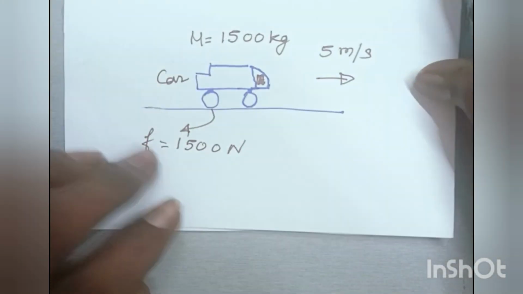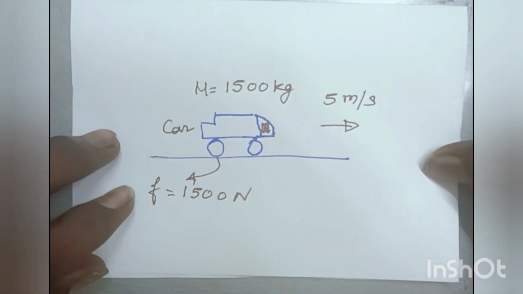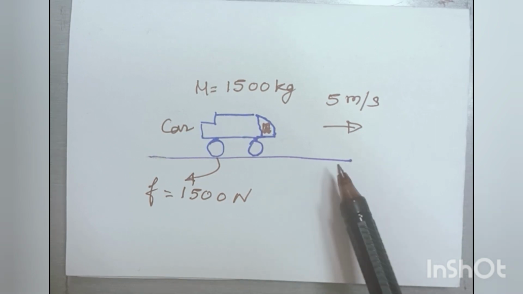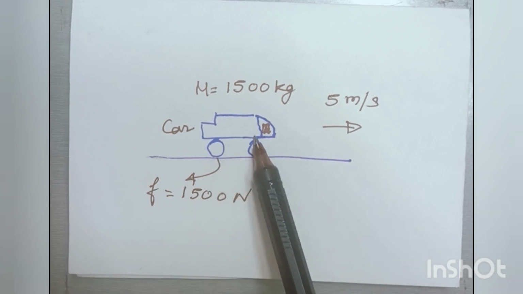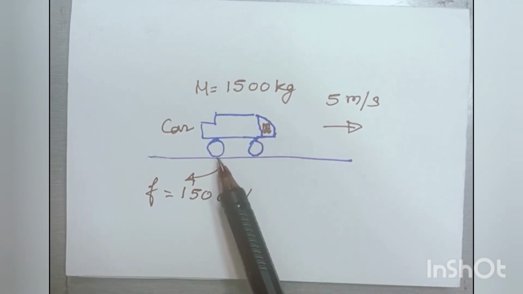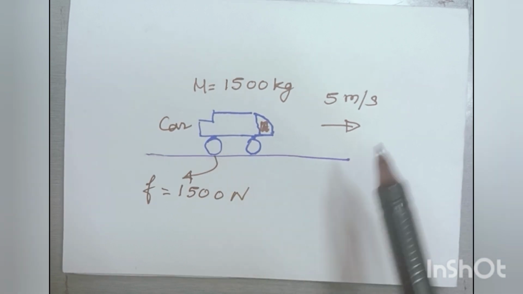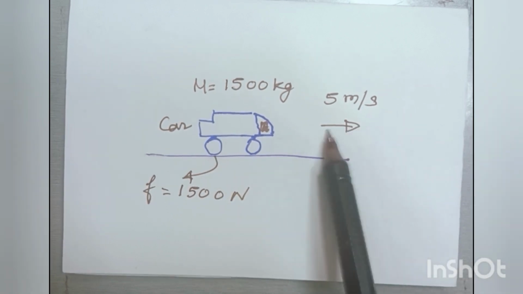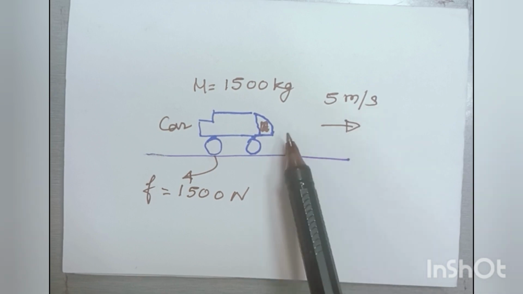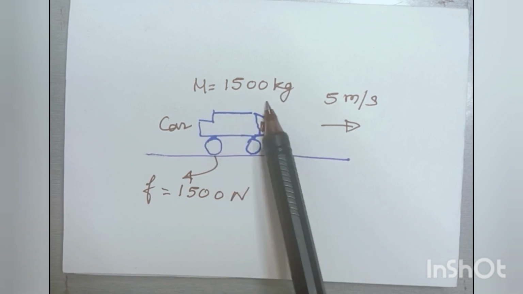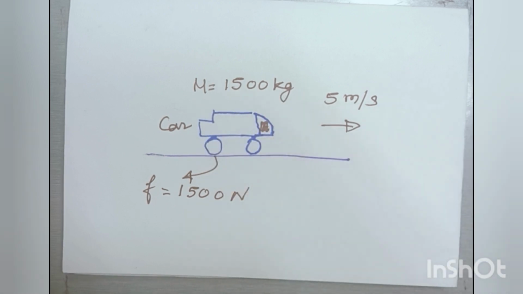So we'll see the diagram. You can see a level road and a car. You can see the frictional force between the tire and the level road. The car is moving at 5 meters per second. In 1 second the car moves 5 meters. The mass of the car is 1500 kg. This is what is given in the problem.